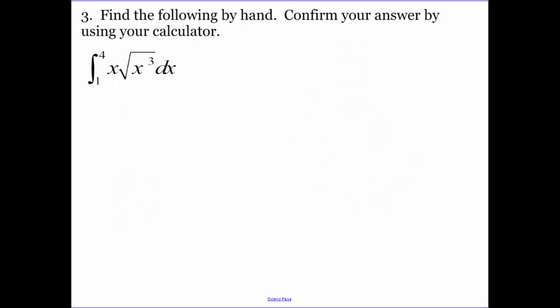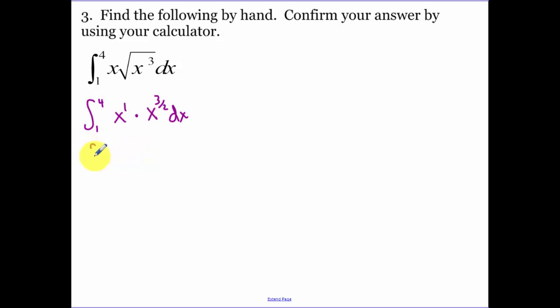Okay, find the following by hand, and then we're going to confirm it by using our calculator. So this is a little bit more of a complicated integral. What we're going to have to do is remember that that's x to the first times x to the 3/2 dx. We don't have a rule when we're under a product of an integral. I can't separate those out under a product.